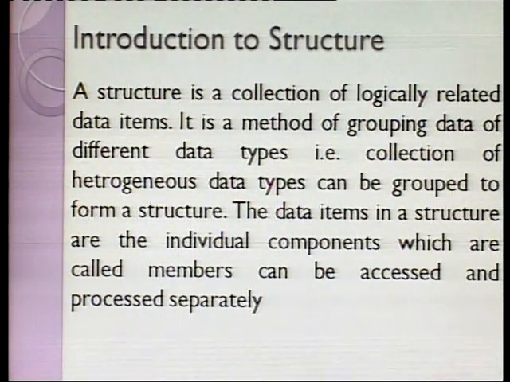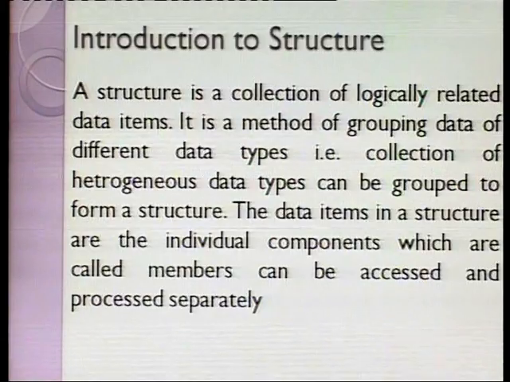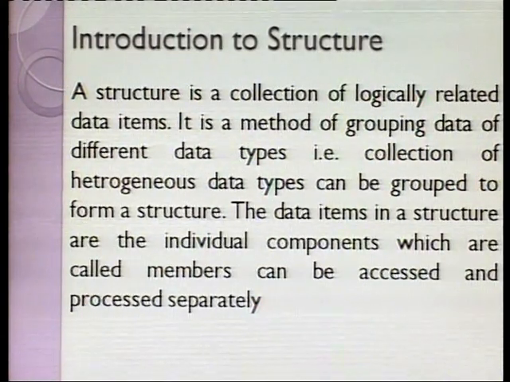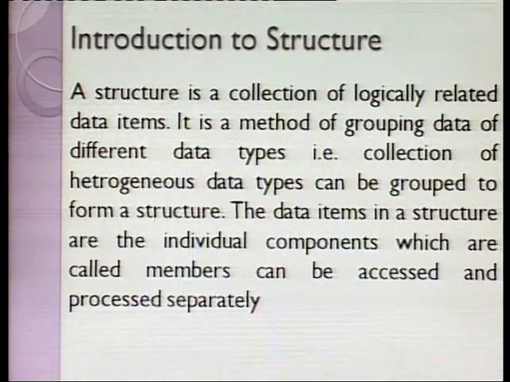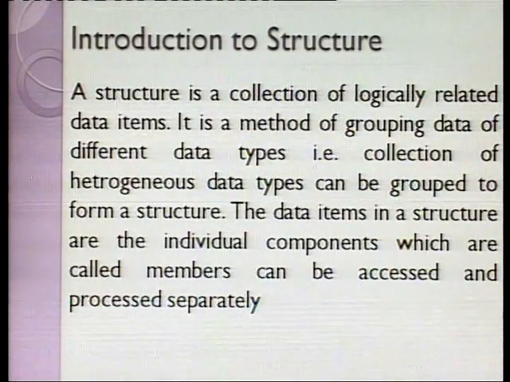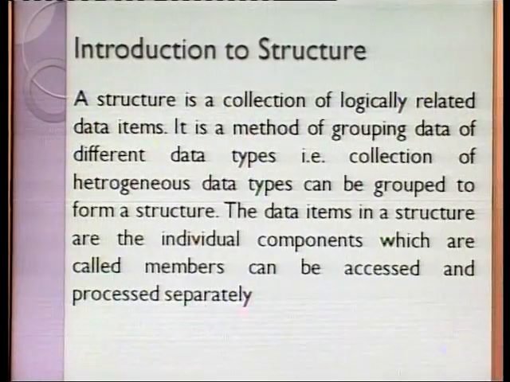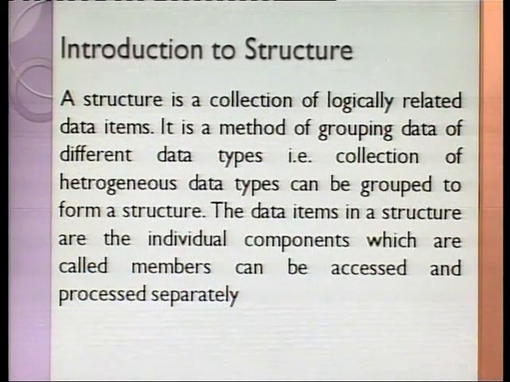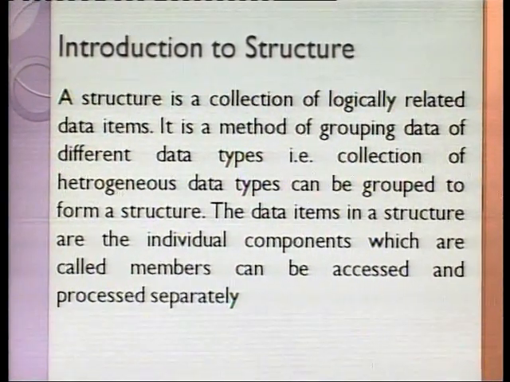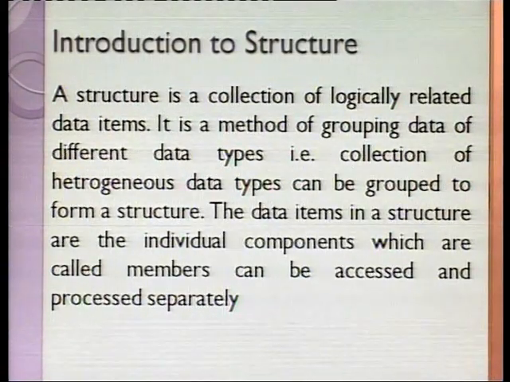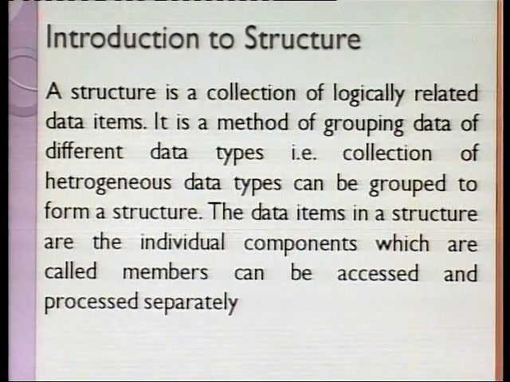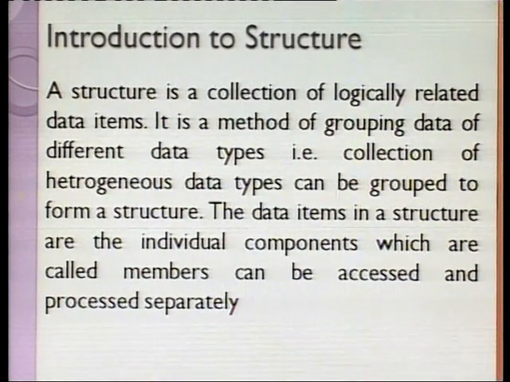A structure is a collection of logically related data items. It is a method of grouping data of different data types, that is, a collection of heterogeneous data types. Like in arrays, we know that an array is a collection of homogeneous data items. A structure is a collection of heterogeneous data types grouped together. The data items in a structure are the individual components, called members, and can be accessed and processed separately.